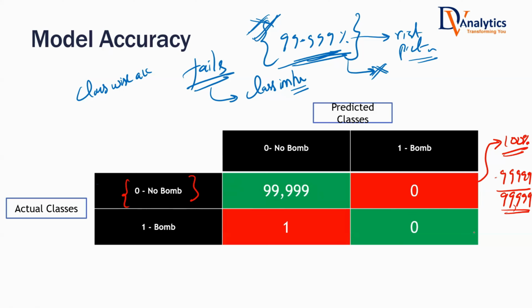Now let us talk about the accuracy of class 1. How many cars are there with the bomb? Tell me the denominator first. Overall, one car with the bomb. Let us talk about the numerator. How many times has the model accurately predicted? Zero.